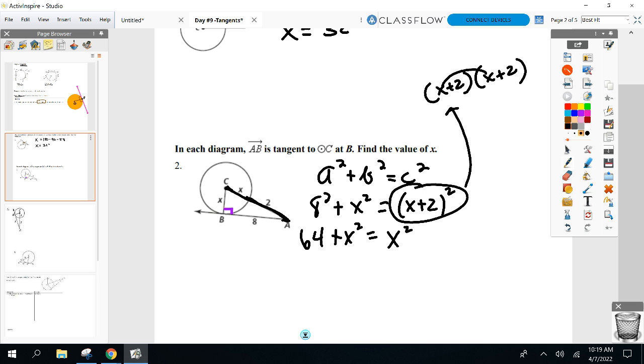Okay, I got X squared here. What'd you get here? X times 2, 2X. Then I go here, 2 times X, 2X. What do I get in the middle? 4X and then plus 4.